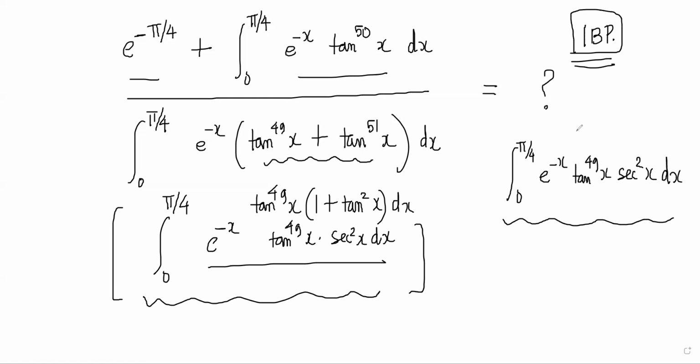e to the power x को first function, second function tan to the power 49x and sec square x. हाँ, what is the reason? क्यों ऐसा बोल रहे हो? Because sir, क्योंकि e to the power x का डिफरेंशिएशन इजी होता है और उसका इंटीग्रेशन इजी होता है. इसका इंटीग्रेशन आराम से हो जाएगा, और सेकंड रीजन भी है.